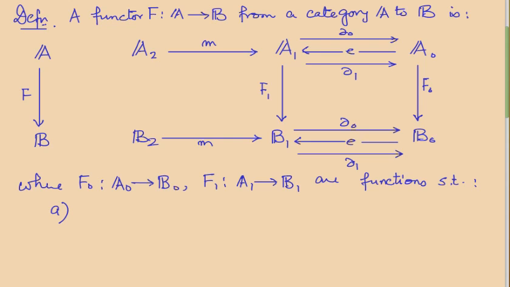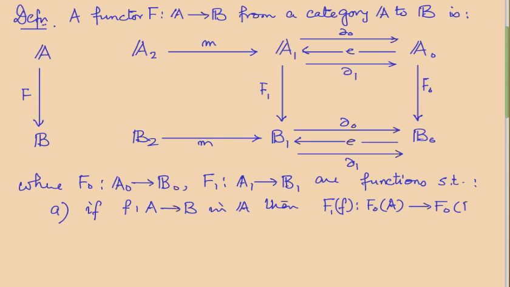Morphisms are mapped to morphisms, but I must have the domain and codomain of a morphism respected. So that means if f is from A to B, then F1 of f should be from F0 of A to F0 of B.